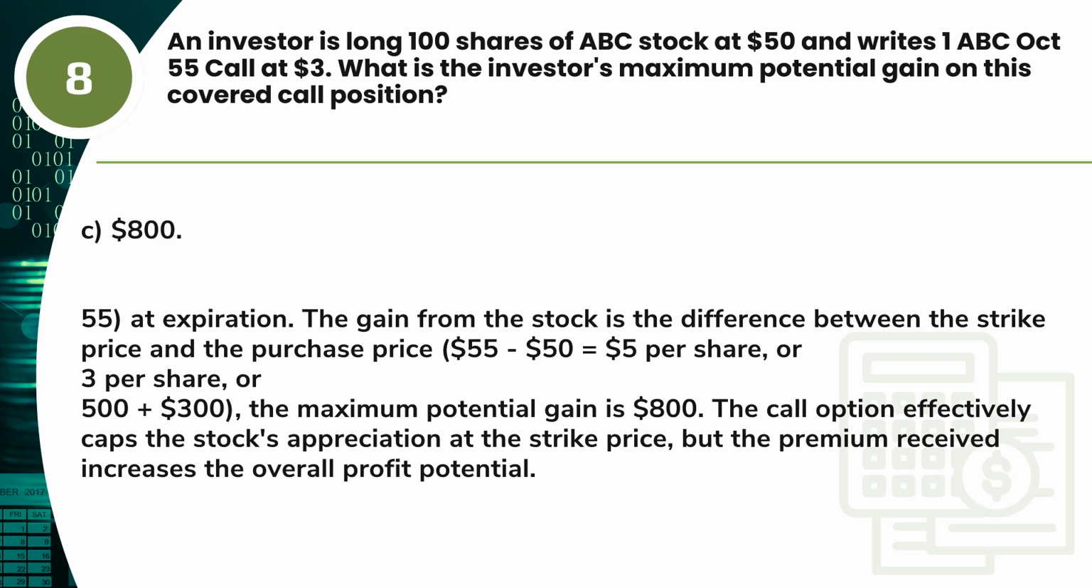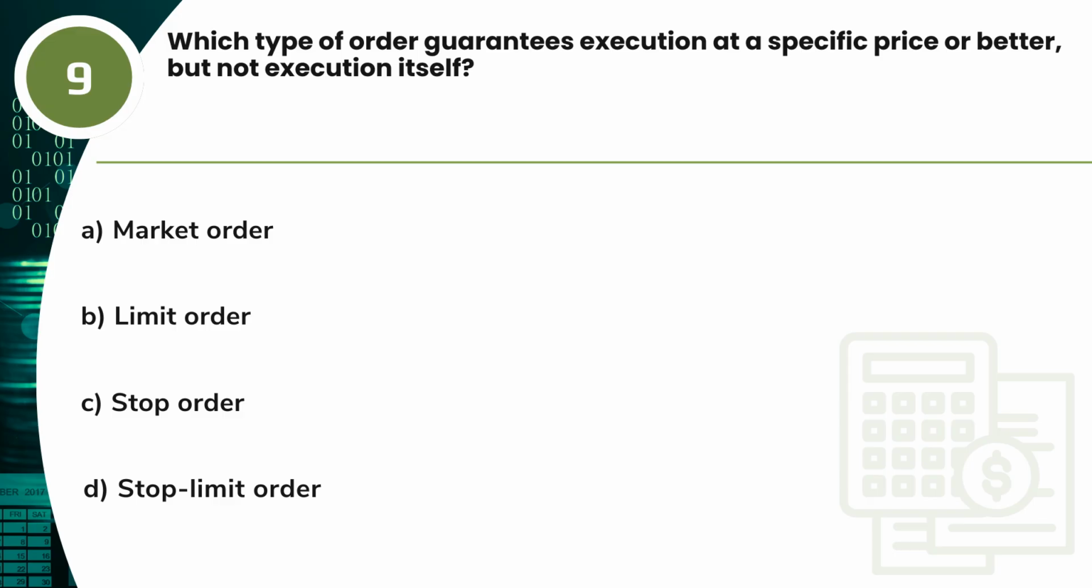Answer: C. $800. The maximum gain occurs if the stock is called away at $55 at expiration. The gain from the stock is the difference between the strike price and the purchase price: $55 minus $50 equals $5 per share, or $500, plus the $3 per share premium, or $300. The maximum potential gain is $800. The call option effectively caps the stock's appreciation at the strike price, but the premium received increases the overall profit potential.